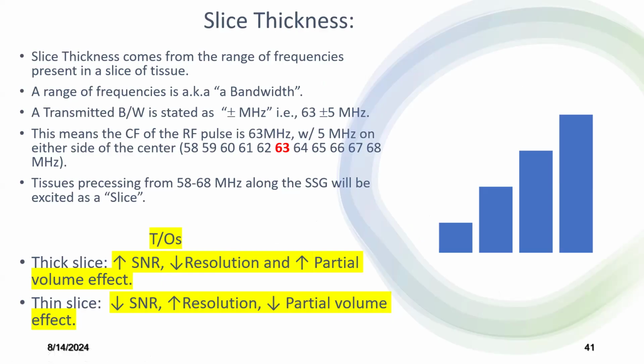So what does slice thickness do? What are the trade-offs? So remember one of them, and the opposite is true of the other. If you got a thick slice, you got increased signal to noise. There's more hydrogen per pixel. Resolution goes down because your pixels are bigger. The pixels are thicker, your voxel is thicker, and increased partial volume effect. And the opposite is true. Thin slices do the opposite.